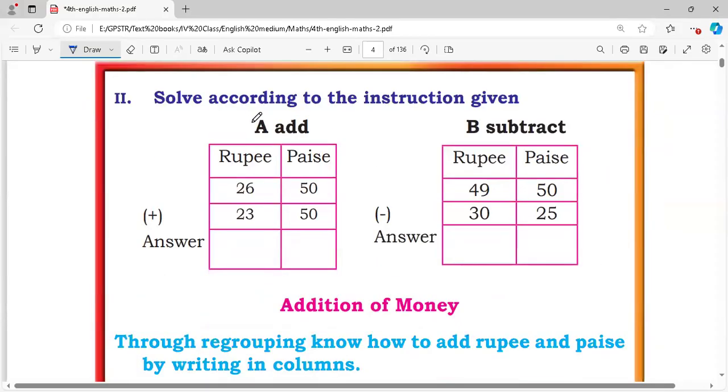Second one, solve according to the instruction given. Add. 0 plus 0, 0. 5 plus 5, 10, 0 carry 1. 6 plus 3, 9, 9 plus 1, 10, carry 1. 2 plus 2, 4, 4 plus 1, 5. 50 rupees.